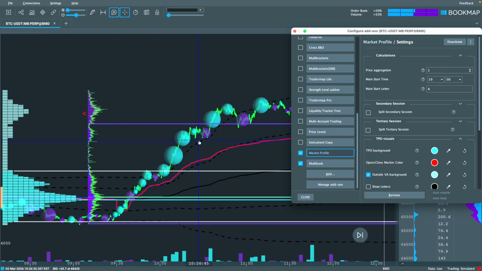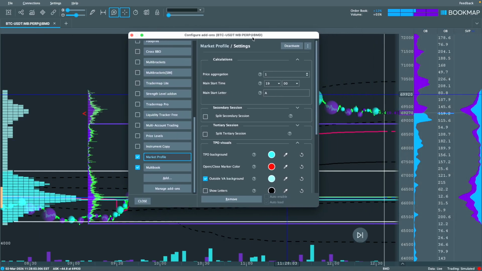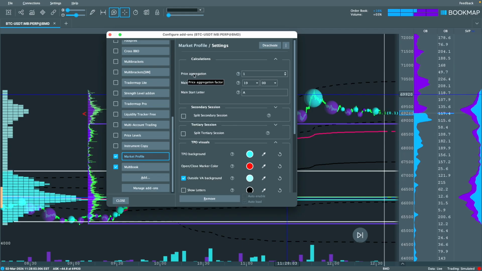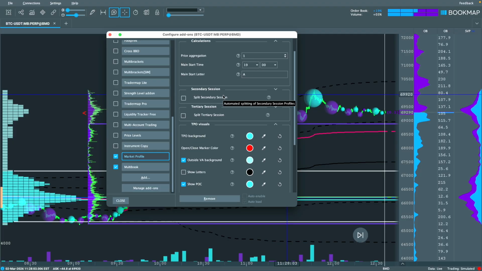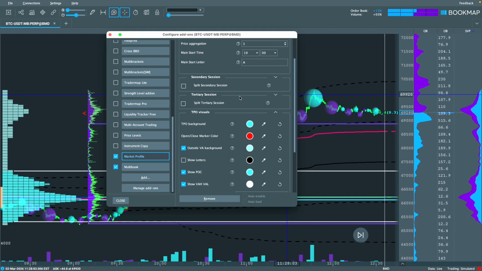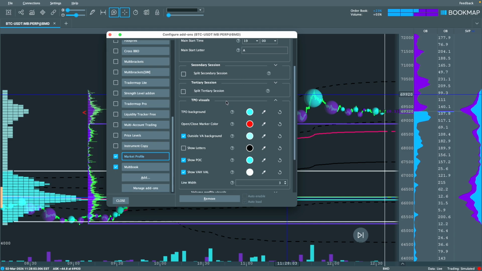Now, let's run through the settings here. You first see the calculation section, and we match the tick size to 1 price aggregation. Then we set the time to align with the crypto daily session starting at 7 p.m. Eastern Time. This keeps all of our structural references consistent with the actual participation cycle of the market.